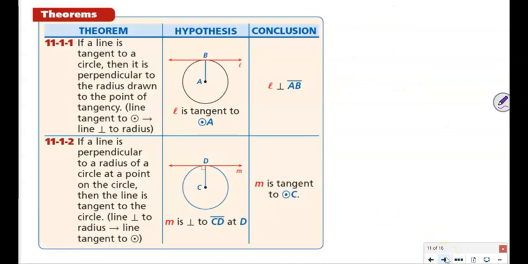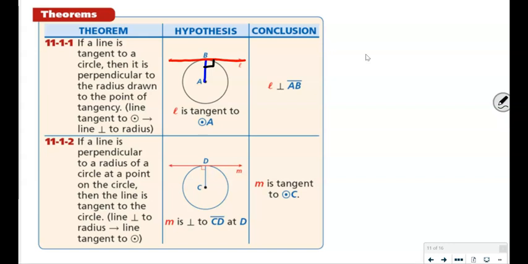So our next concept here that we're going to talk about is if a line is tangent to a circle, then it is perpendicular to the radius drawn to the point of tangency. So that means that where the radius, this is our radius right here, intersects our tangent right here, it forms a right angle, okay? So there's always going to be a right angle where a radius intersects a tangent, okay?